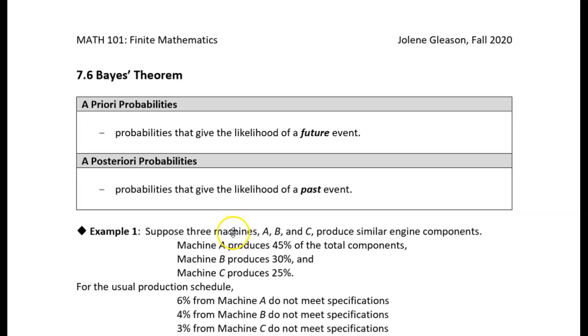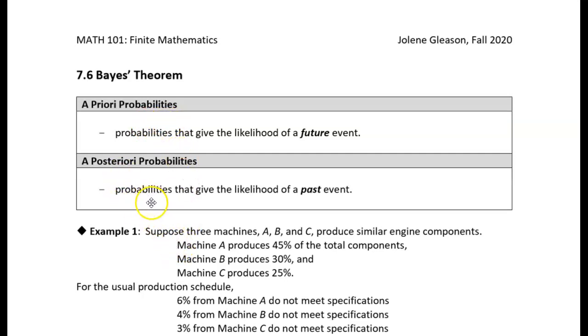All right, in this lecture, we're going to continue looking at conditional probability, but we're going to be looking at a slightly different type of conditional probability. In the past, we've been looking at probabilities that give you the likelihood of a future event, right? So what's the probability of this happening given that this happens? So this happens in the future. That would be called an a priori probability, okay?